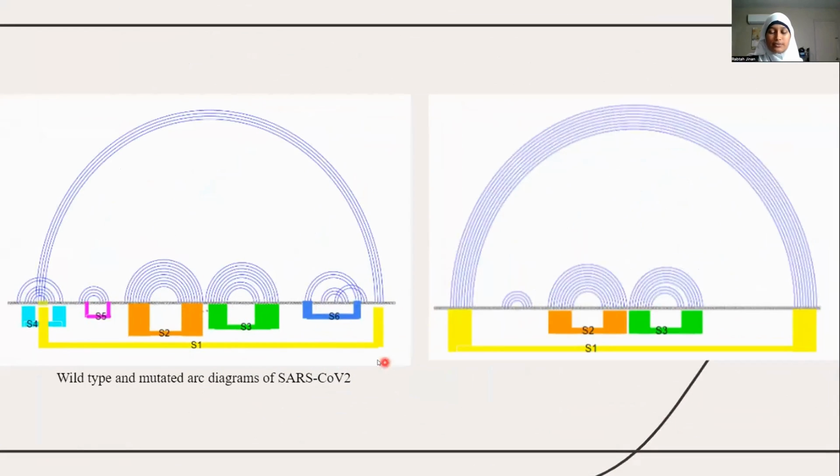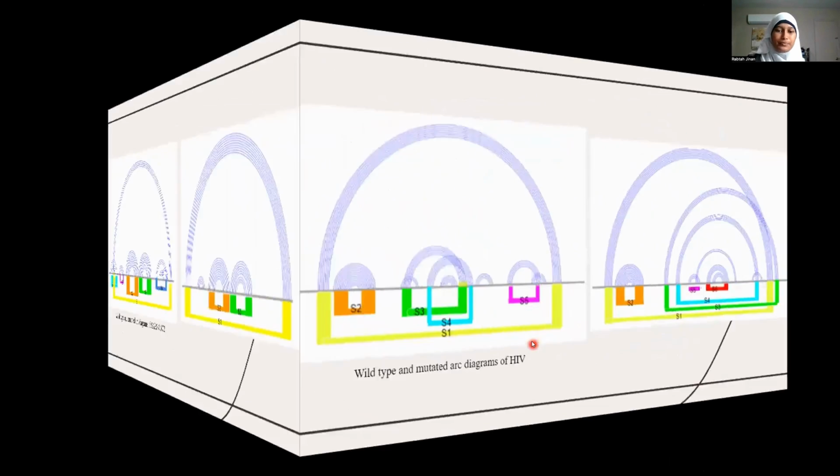Then for coronavirus, we see that I mutated this region over here because stem 2, stem 4, and stem 1 intersected. And once I mutated it, it resulted in the disappearance of the pseudoknot between stem 1 and stem 4, and it resulted in a new 3-way stem loop helix between stem 1, stem 2, and stem 3.